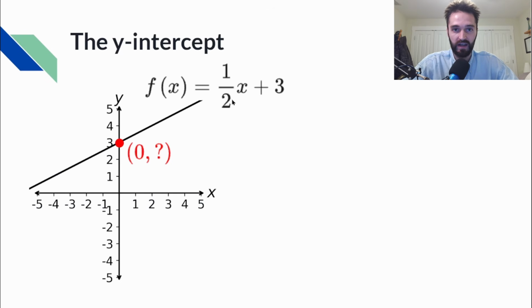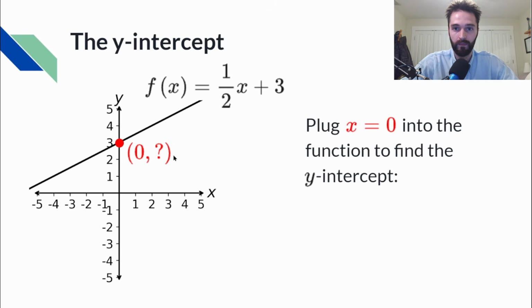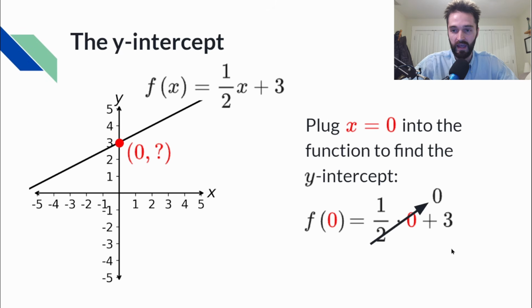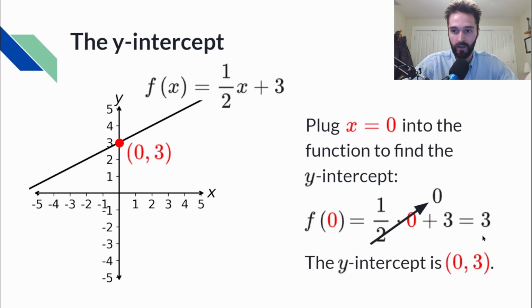Here we have the function f of x equals 1/2 x plus 3, and we want to find the y-intercept, right? We want to find the y value of this red point here. So to do this, we need to plug x equals 0 into the function to find the y-intercept, okay? So we're going to evaluate f of 0. All right, let's plug a 0 here in red in for x. That gives us 1/2 times 0 plus 3. 1/2 times 0 is equal to 0, and 0 plus 3 is equal to 3. So we have f of 0 equals 3, which means that the y-intercept is given as 0, comma 3.